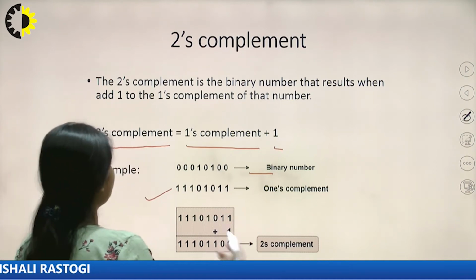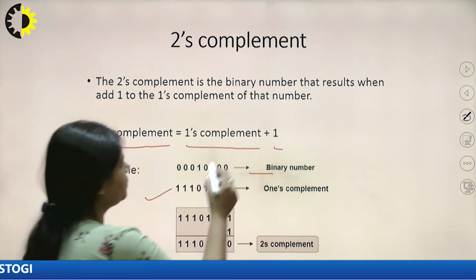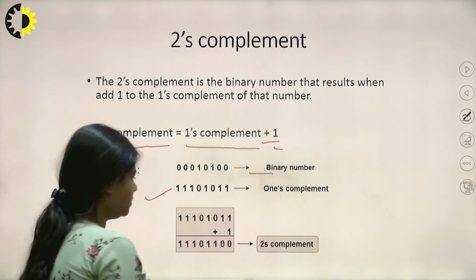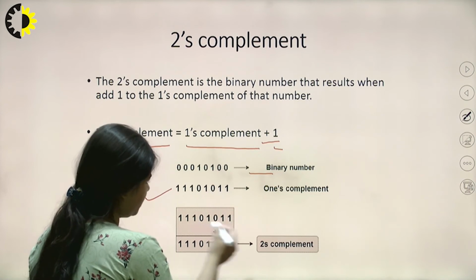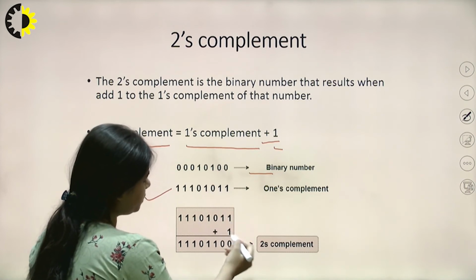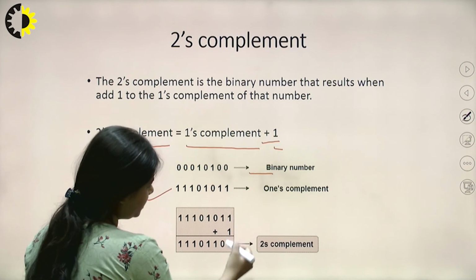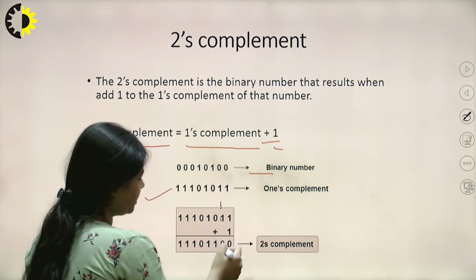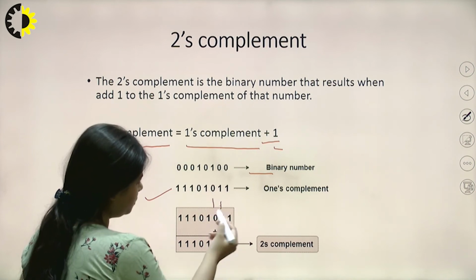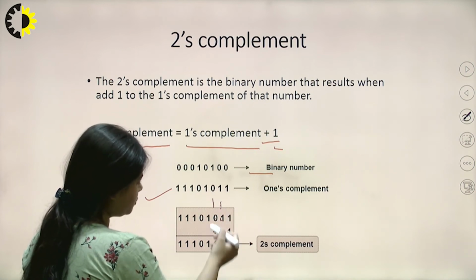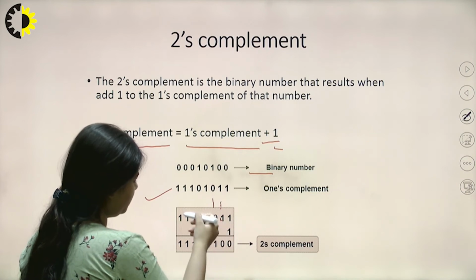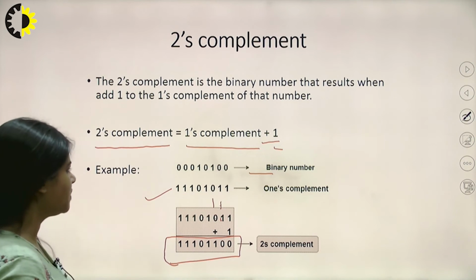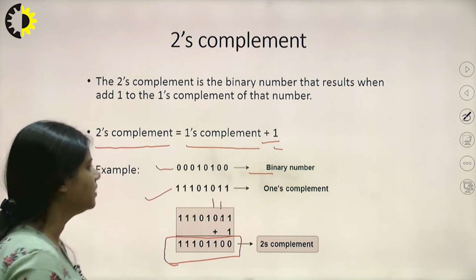Now we are going to find the 2's complement for this number. So we will add 1 to this given 1's complement. As you can see, we have written this number the same and we are going to add 1. So 1 1 0, carry 1, 1 1, again 0 carry 1. So 1 0 1, and so on, 1 1 0 0 1 1 1 1 1. So this is the representation of the 2's complement of the given binary number.